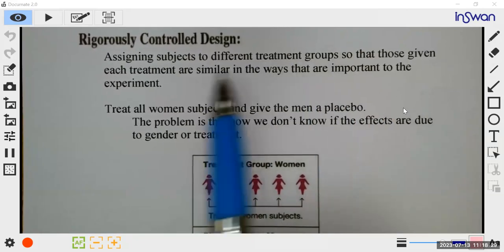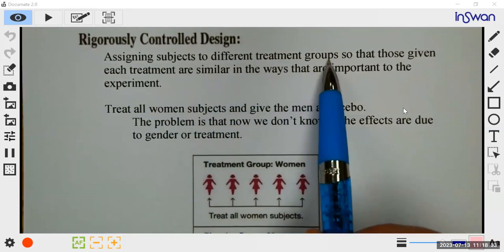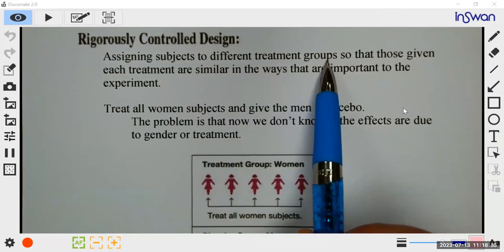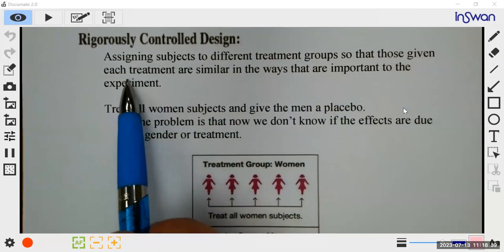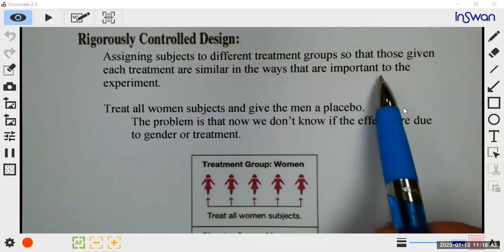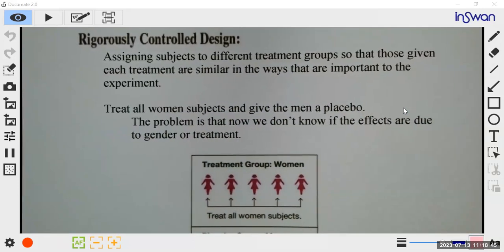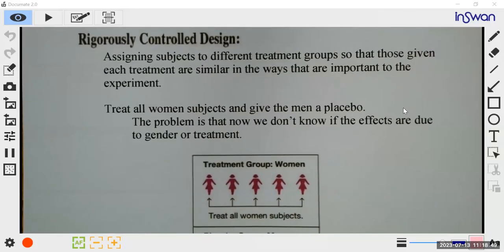Okay, so let's do the first part. First condition, assigning each subject to different groups. So we have multiple groups, so that those given the treatment are similar in ways that are important to the experiment. So we have to first understand what exactly our experiment is looking for.